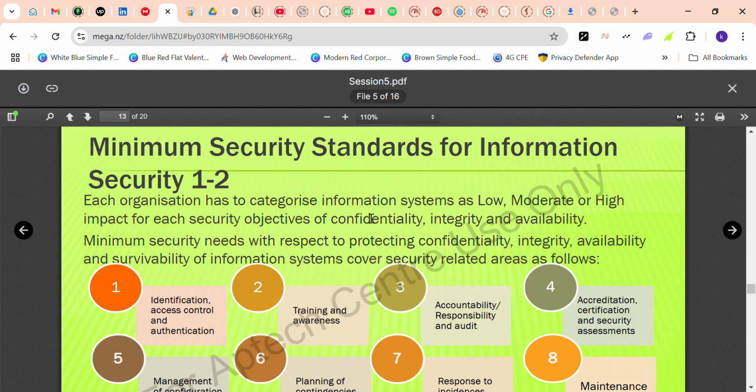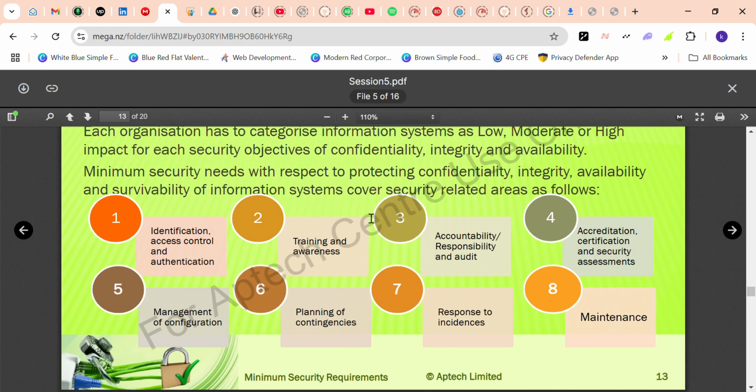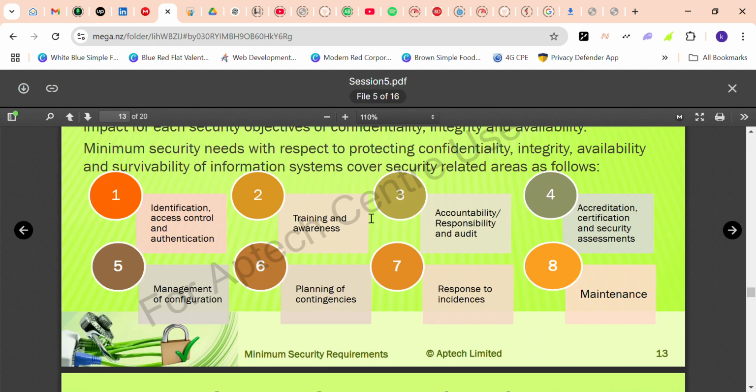And then number four, accreditation, certification, and security assessment. That is also another minimum security standard. You must perform security assessment and accreditation certification for whoever is supposed to have access. And then management of configuration. Every configuration that is put in place must be managed. And planning of contingency also. If there's any issue, response planning must be there.